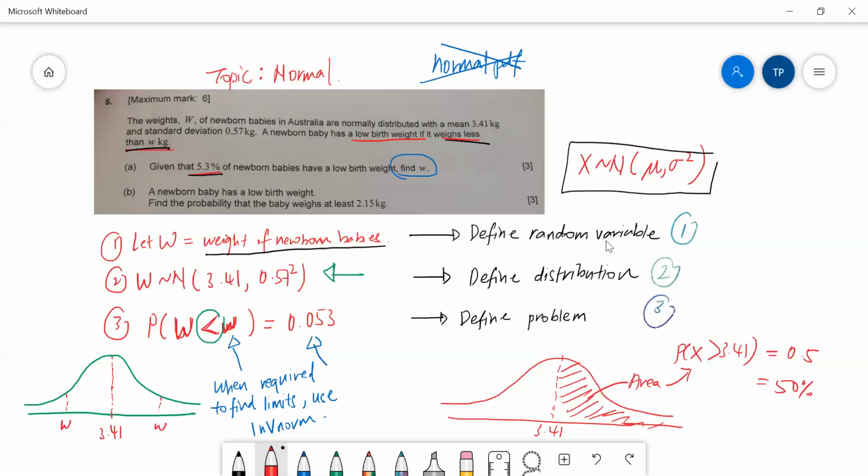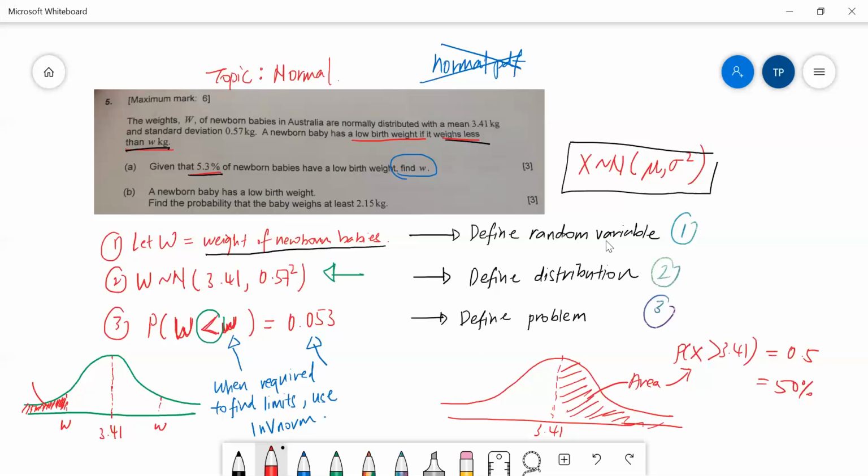So that means it has to be smaller than 3.41. Yeah, right? It has to be somewhere here. So 5.3. Are you drawing anything? Okay, yeah, so this is the area.